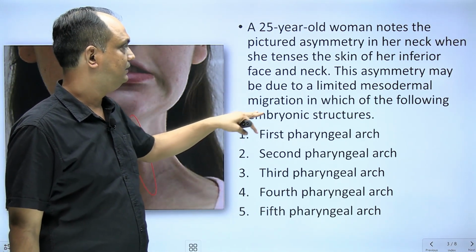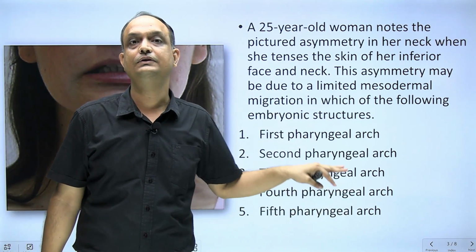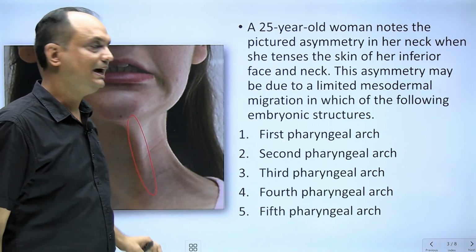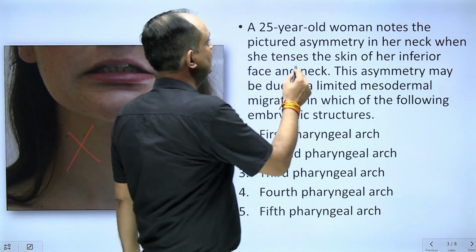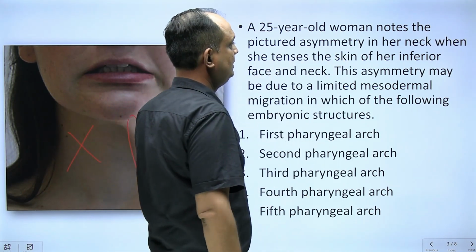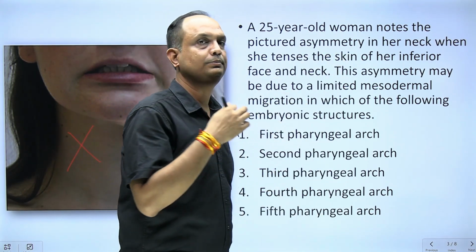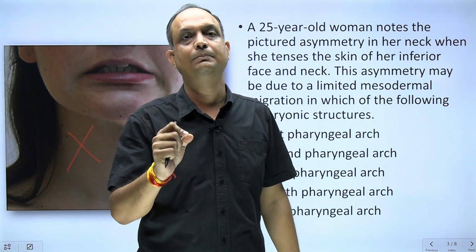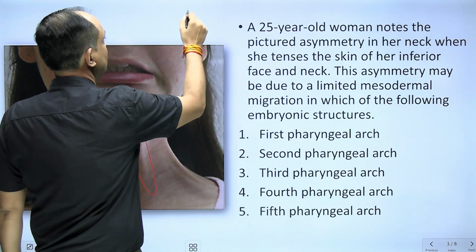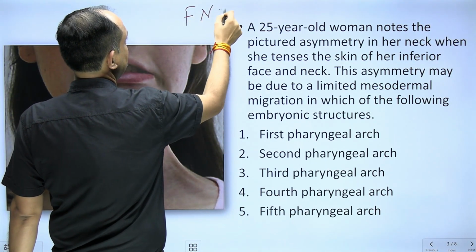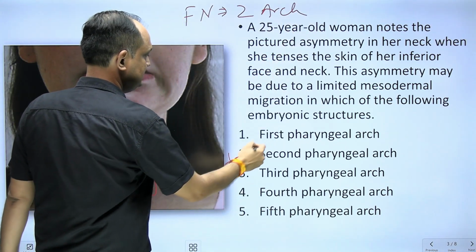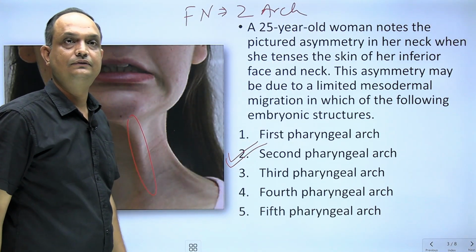Now what is the embryological structure which is responsible for this problem? Now you know that we are talking about a muscle, and that is your platysma. Now this platysma which is producing the wrinkles in your neck is a muscle supplied by the facial nerve, and you know that the facial nerve is a nerve of the second arch. So clear cut, the answer is second pharyngeal arch defect.